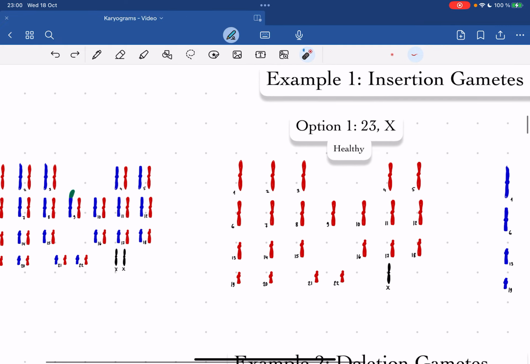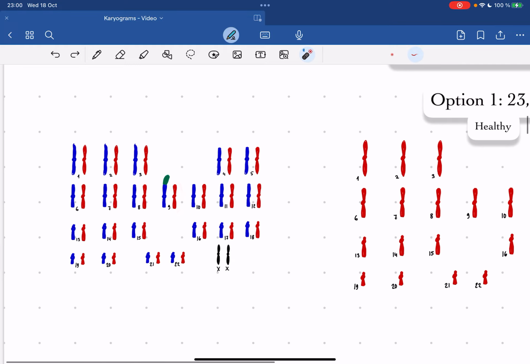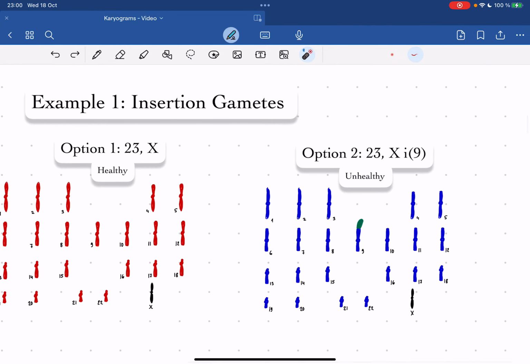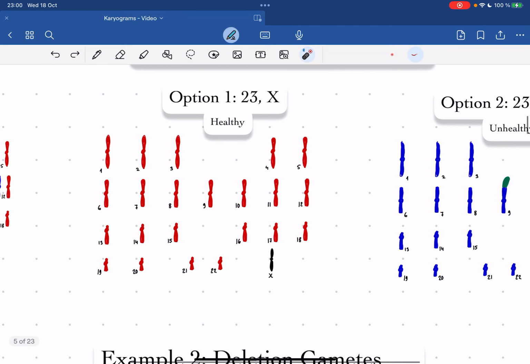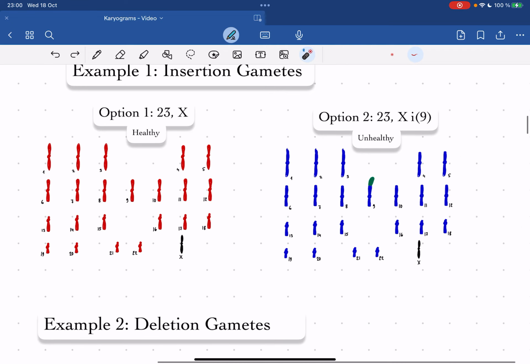So the first would be healthy because there's no insertion, even though number 9 is the one affected. We're not taking the affected chromosome with us. We're taking the unaffected chromosome with us. So we're actually healthy right here. Meanwhile, option 2 would be 23X, which is the X chromosome, and then the insertion on number 9. And now we have taken the unhealthy chromosome with us. These don't all have to be blue. It's just to represent that we're taking the other half versus the first half.